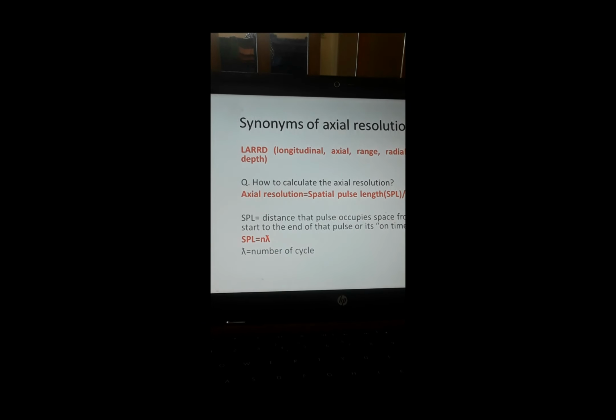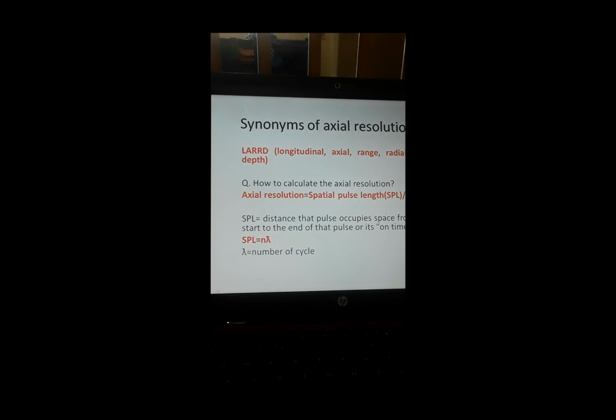There are some synonyms of axial resolution. Sometimes axial resolution is called longitudinal resolution, range resolution, radial resolution, and depth resolution. Whatever we call it, it has the same meaning. In short form, it is called LARD.